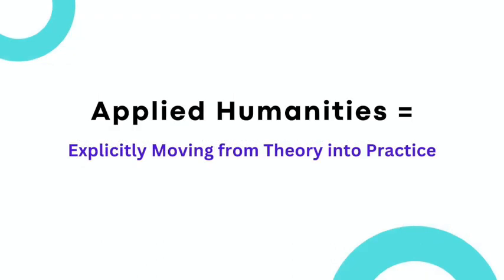So very basically, applied humanities equals explicitly moving from theory into practice. We have to articulate very clearly some of the kinds of skills that students will gain from studying the humanities for their work life. So I hope this presentation has provided a bit clearer picture of how it's possible to reposition the study of the humanities to focus more on practical skills instead of on the intellectual and theoretical realm.